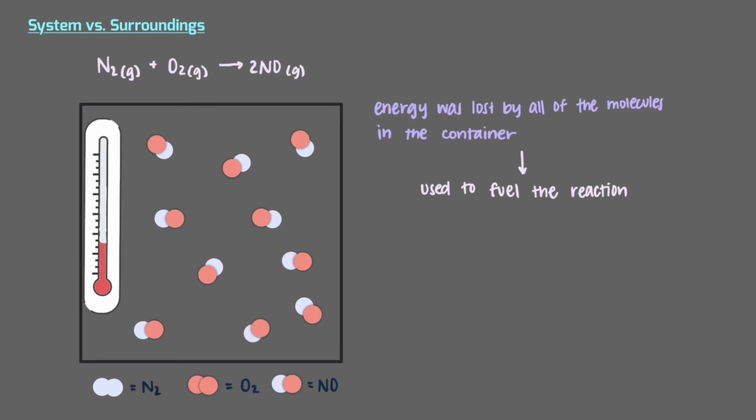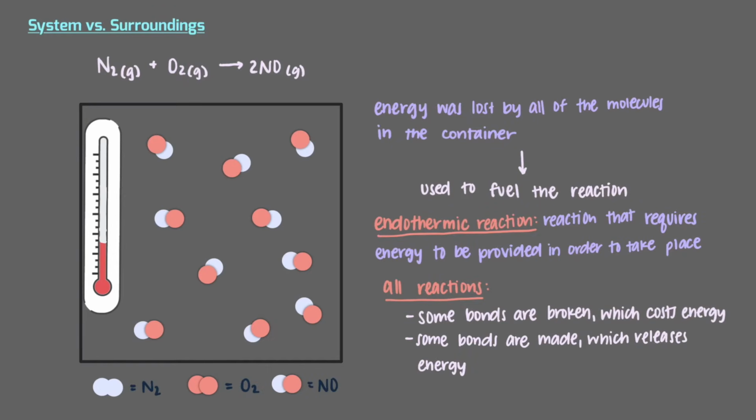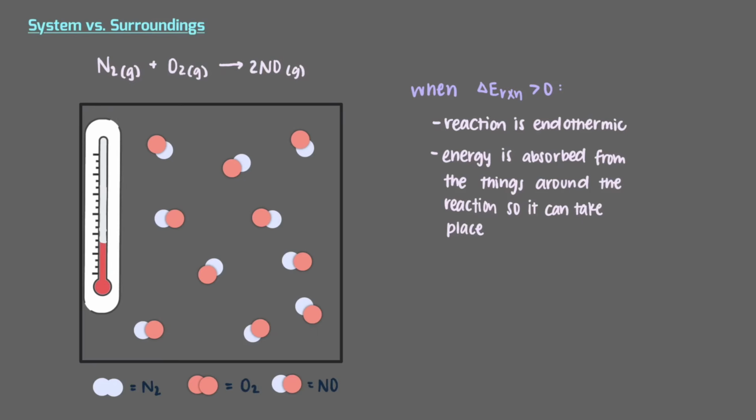You see, this reaction is endothermic. It requires energy to be provided in order to take place. In all reactions, some bonds are being broken, which costs energy, and other bonds are being made, which releases energy. But overall, for this endothermic chemical reaction, we must supply more energy to make the reaction take place than is released during the reaction. So delta E of the reaction is greater than 0. That means that the endothermic reaction absorbs energy from the things around it to take place.